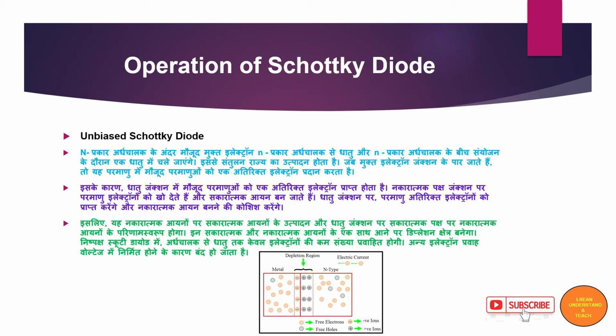The atoms at the negative side junction lose electrons and become positive ions. On the metal junction, atoms will gain extra electrons and try to become negative ions. Hence, this will result in production of positive ions at the negative side and negative ions on the positive side at the metal junction. Depletion region will be formed when these positive and negative ions come together. In unbiased Schottky diode, only a small number of electrons will flow from semiconductor to metal. Other electron flow is stopped due to the built-in voltage.